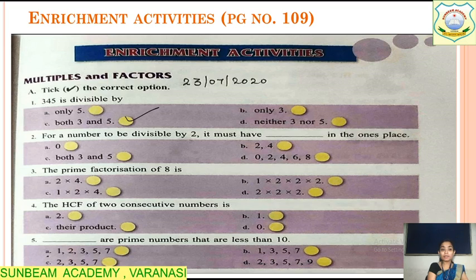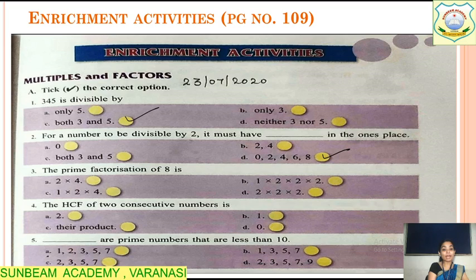Next, for a number to be divisible by 2, क्या रूल है 2 का? The number should be divisible by 2 if it has 0, 2, 4, 6 and 8. So the option A, D is here. You can see 0, 2, 4, 6, 8. Option D is correct answer. Clear?